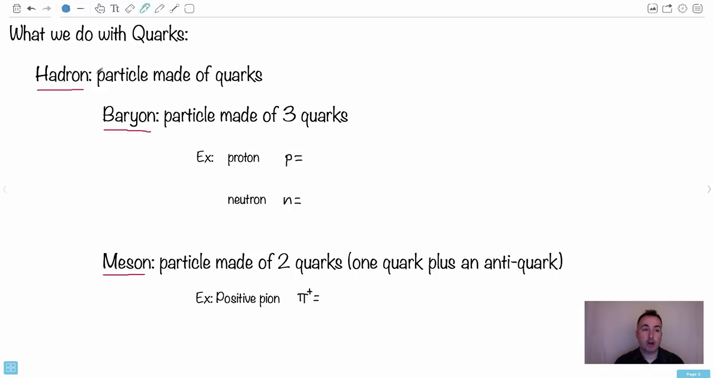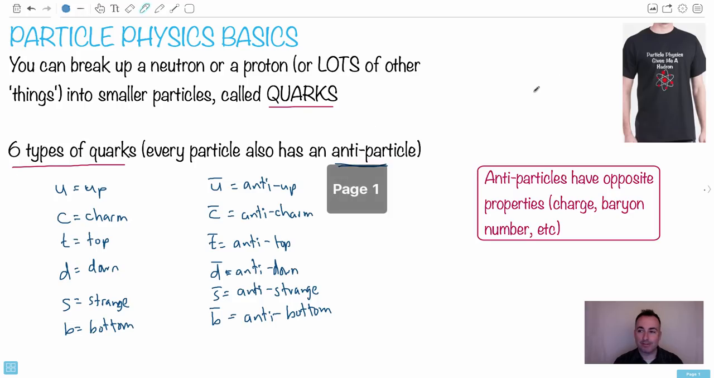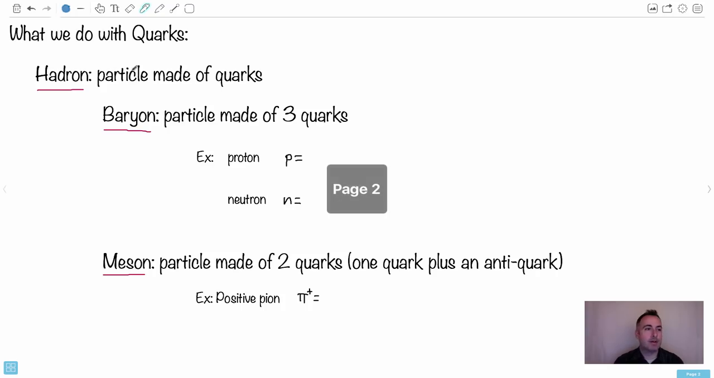We have the largest scale structure, which is called a hadron, or like this t-shirt, right? Particle physics gives me a ha-ha. So what do we do with quarks? A hadron is a particle made of quarks. So just think of that. There's nothing else needed. You take some quarks, and you make something out of them, that's called a hadron.